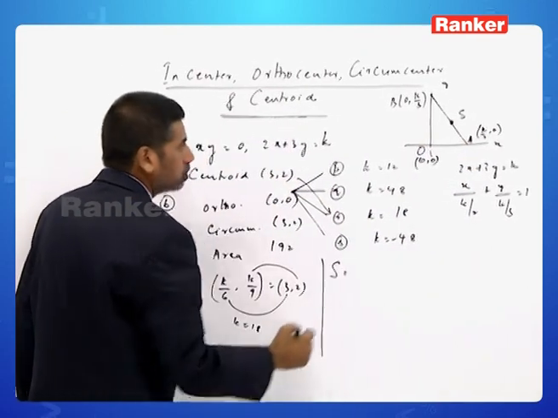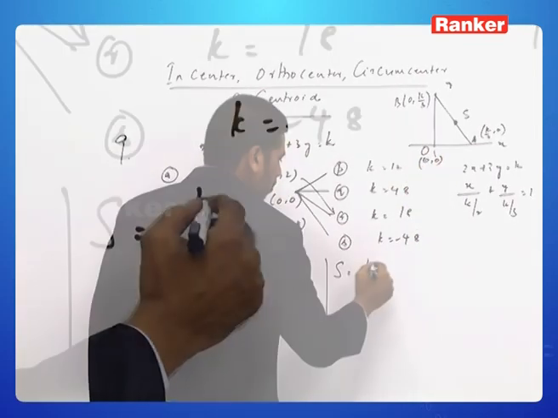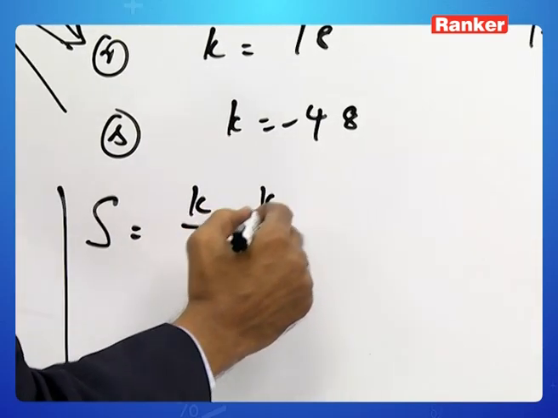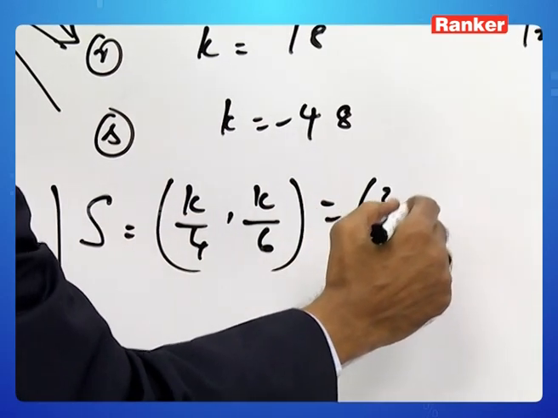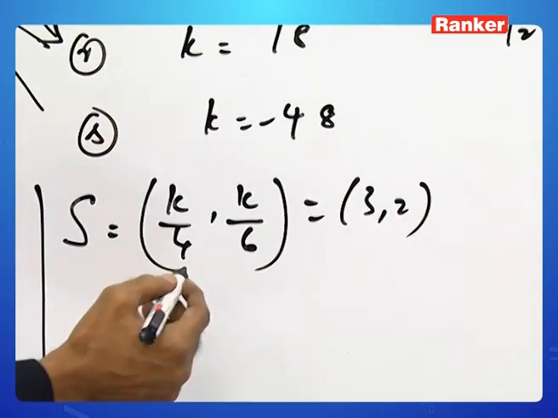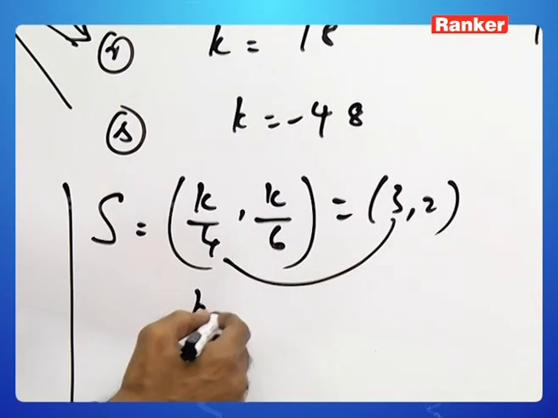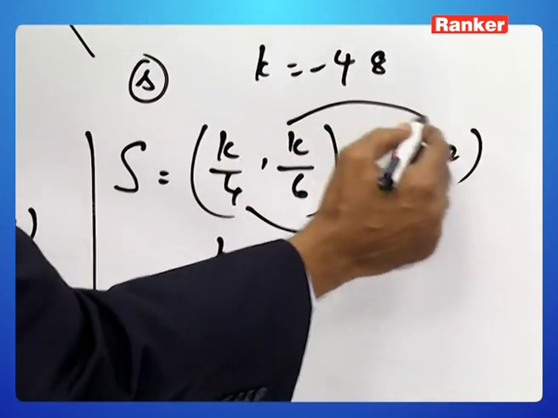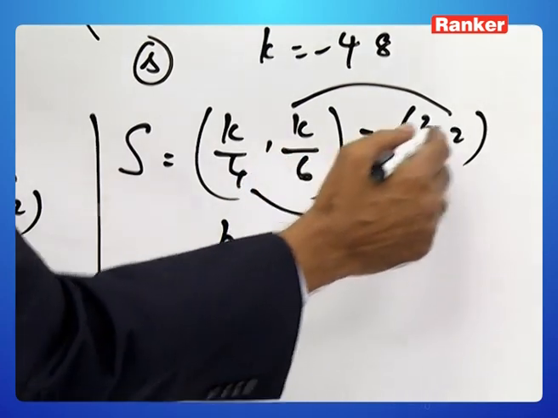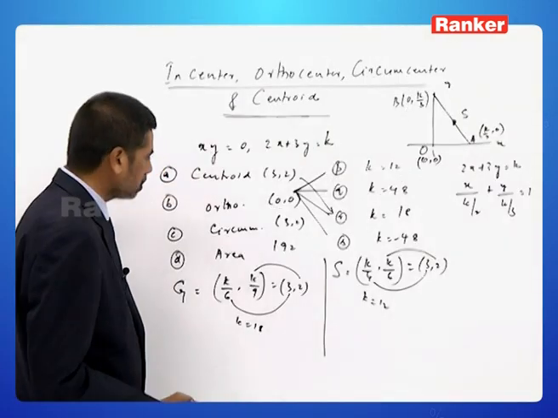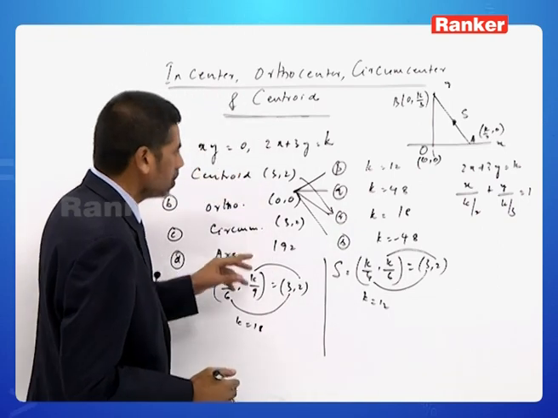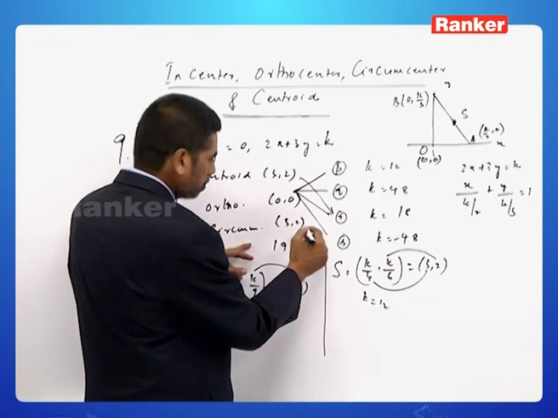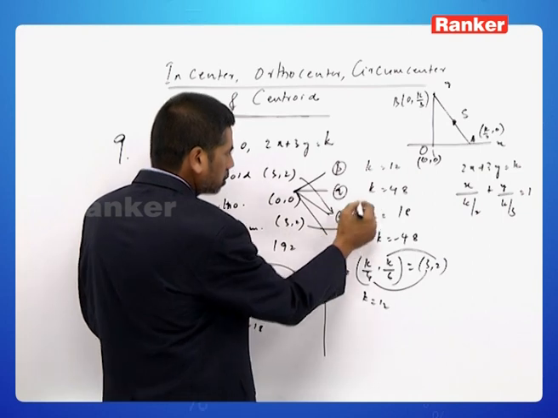circumcenter is equal to (k/4, k/6), and this is given to be (3, 2). Suppose we take these two, it gives k is equal to 12, which is again confirmed by k/6 is equal to 2. Therefore, k is equal to 12 happens to be the unique answer for the circumcenter. So where is k equal to 12? Option P. So this goes to that.